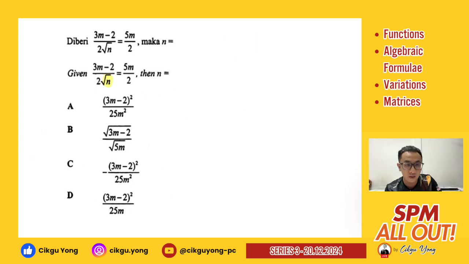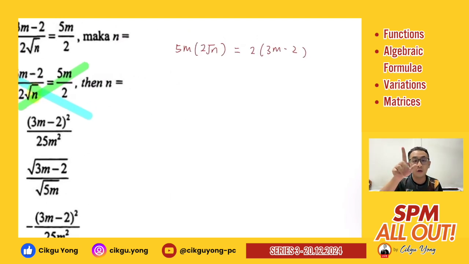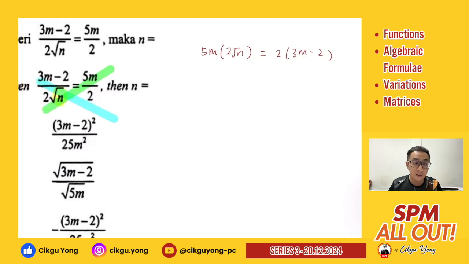So how am I going to change this? There's one principle that can sort this out, which is cross multiplication. You can cross anywhere you want, as long as you are changing the partners. So in this case, you multiply 5m with 2 square root n equals 3m minus 2. This is through your cross multiplication.